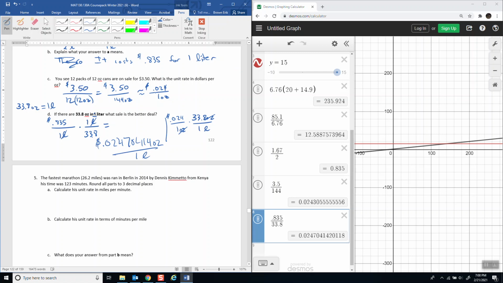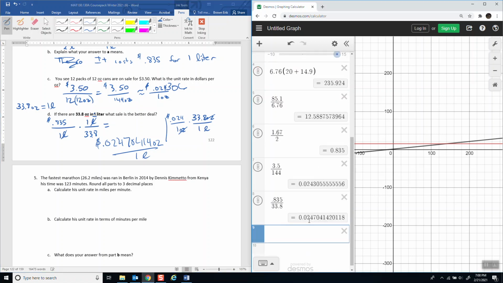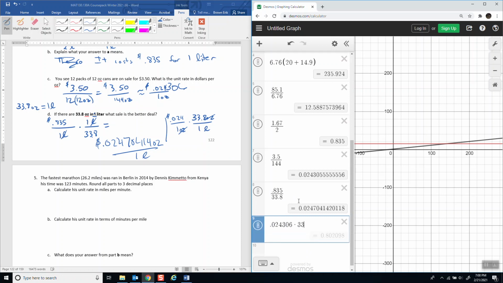Now remember, we rounded this to 3 decimal places, so maybe we should include a little more of these when we do our comparison. So I'm going to add in a few more digits for that one. And then I will take the 0.0243006 and we'll multiply that times 33.8, and there's our value per liter. So 0.8215 dollars per 1 liter.